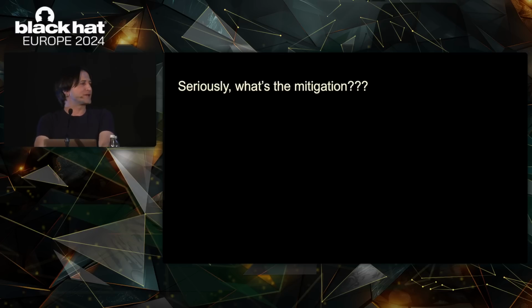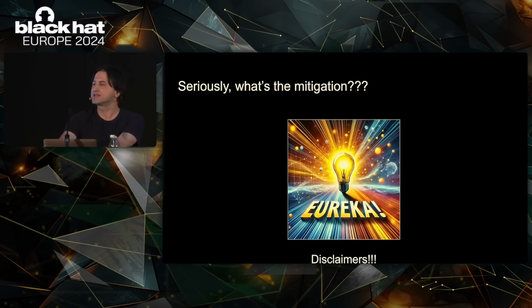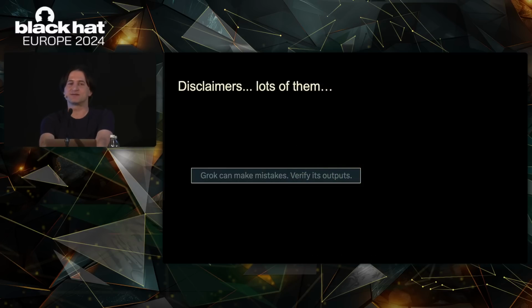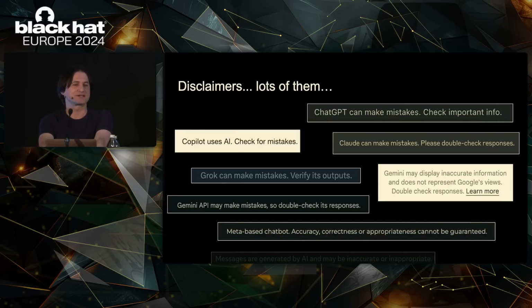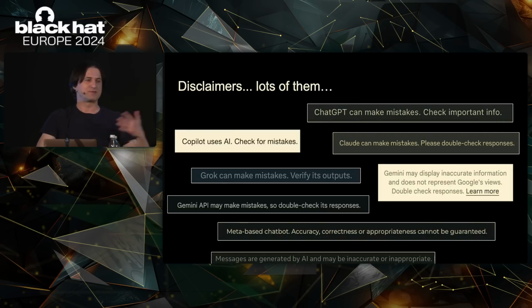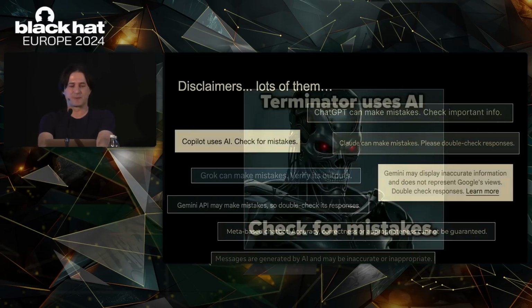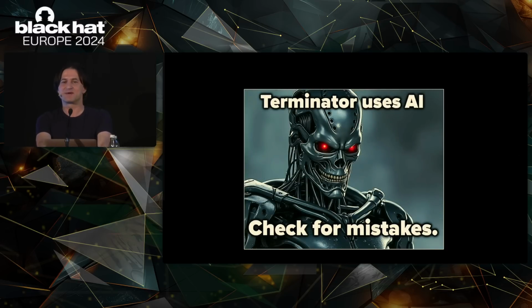So what is really the mitigation? The mitigation is that we have disclaimers in every software now, right? It makes mistakes, double-check the response, the information might be inaccurate, and so on. Right? It's like Terminator might use the AI, so check for mistakes, Sarah Connor.